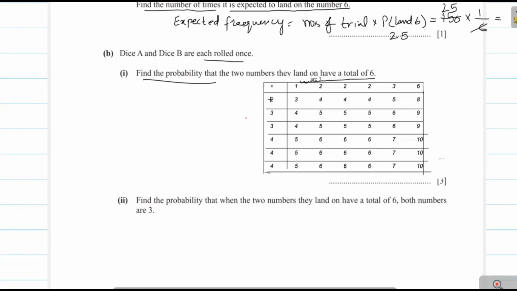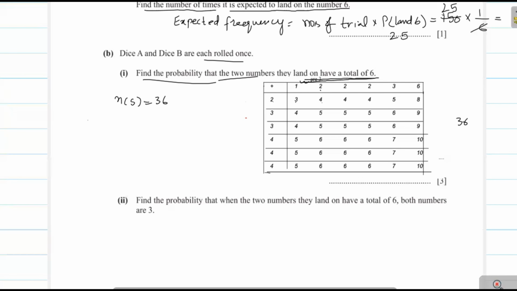Now you see here when two dice are thrown, the total of these two dice is 2 and 1 is 3, 2 plus 2 is 4, and same here 2 plus 2 is 4. Now you see here, there are 36 outcomes in total. Now we write total outcomes, the number of the sample space is 36. Now here is the probability that the two numbers they land on have a total of 6.